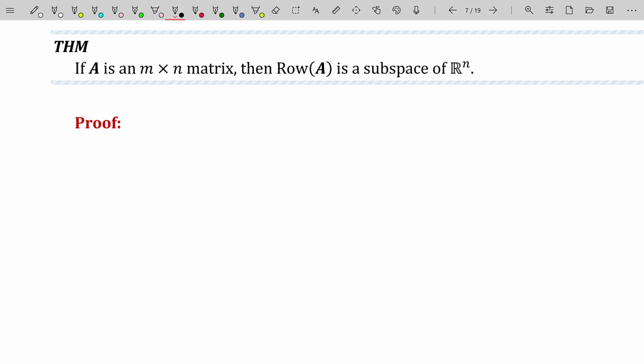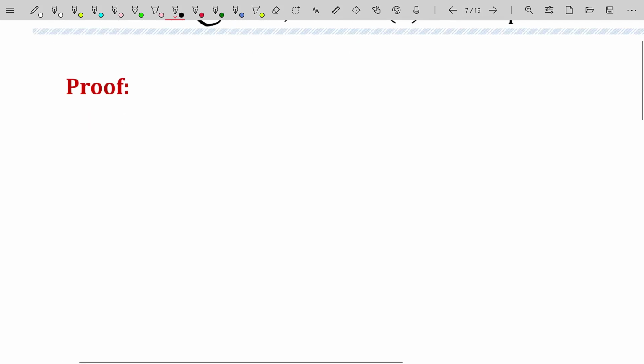If A is an m by n matrix, then the row space of A is a subspace of Rn. Remember, this is an m by n matrix, so therefore it has n columns. That is, each row has n entries, so it does make sense that the row space of A could be a subspace of Rn. To prove that it's a subspace of Rn, we just have to have a couple of vectors and a scalar multiple, and we'll take a scalar multiple of one vector, add it to the other vector, and show that that subsequent vector must also be in the row space of A. Let's go ahead and do it.